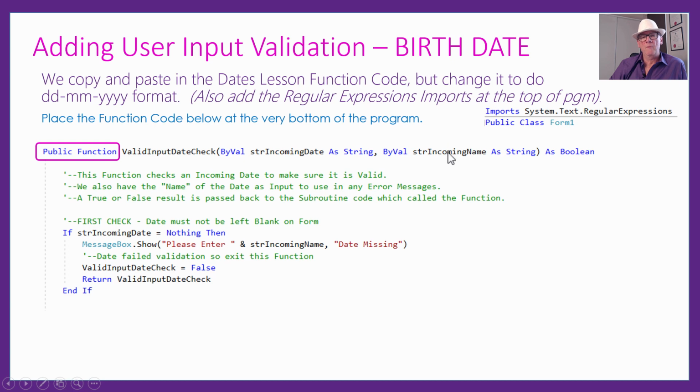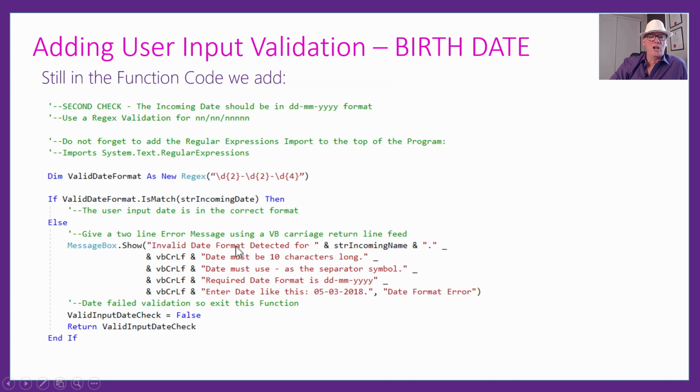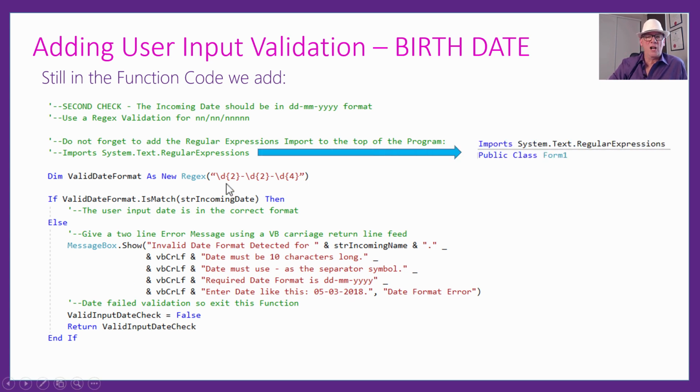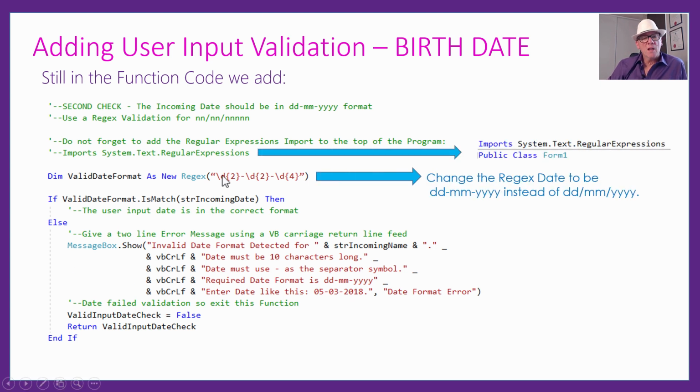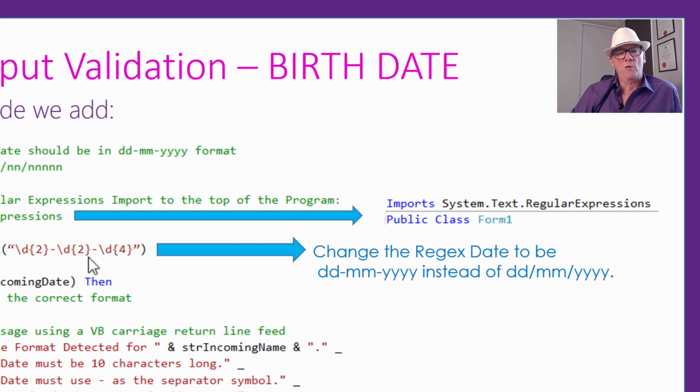But yeah, your code, public function, and we put all this stuff in, that what's getting passed in is an incoming date, an incoming name for what sort of date it is. And this is Boolean, so it sets a true false for valid input date check, and that's what gets passed back up to the subroutine. We got the first check, same as in the dates lesson. We're just checking that the date's not left blank. Then we go on to the second checking, which has the regex pattern matching. But notice that we have changed in the dates lesson where these minus signs were for the separators.